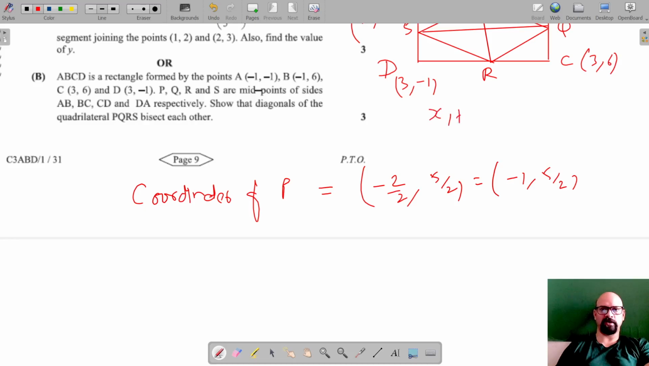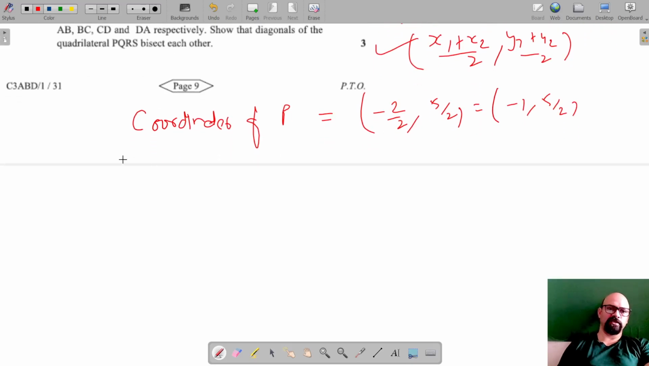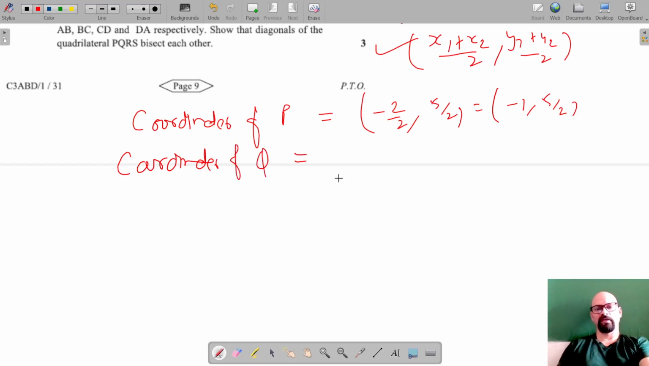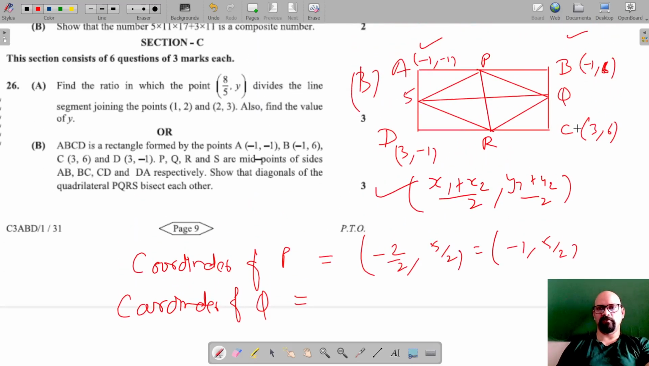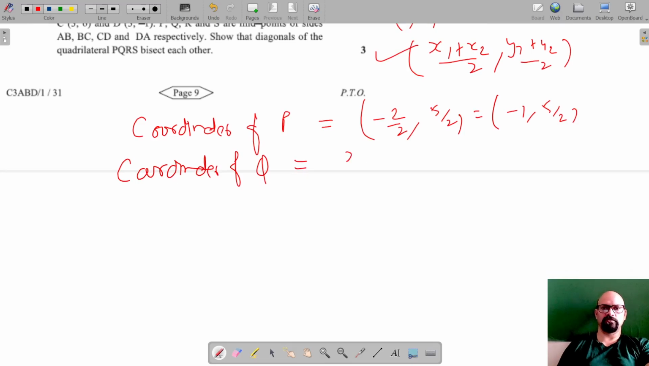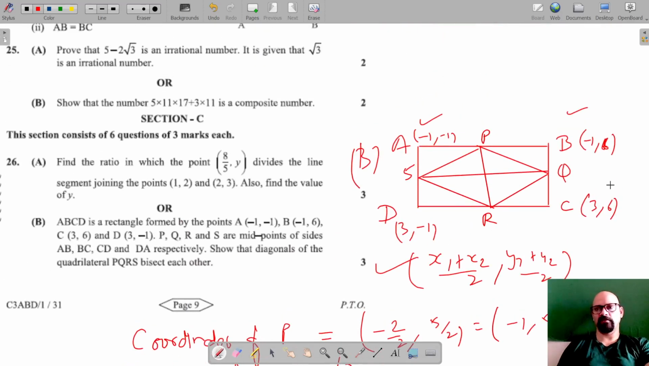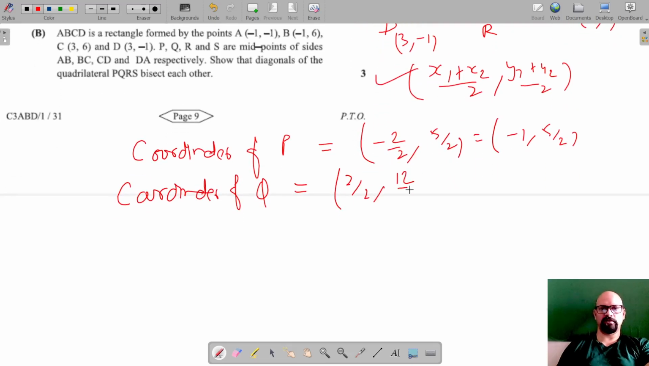And I'm using this formula (x1 plus x2) by 2, and (y1 plus y2) by 2 for the midpoint. Similarly, let's find out the coordinates of Q. So coordinates of Q will be -1 plus 3 by 2. So -1 plus 3 is 2, so this is 2 by 2. And 6 plus 6 is 12, so 12 by 2, which gives us 6. So the coordinates of Q are 1, comma 6.